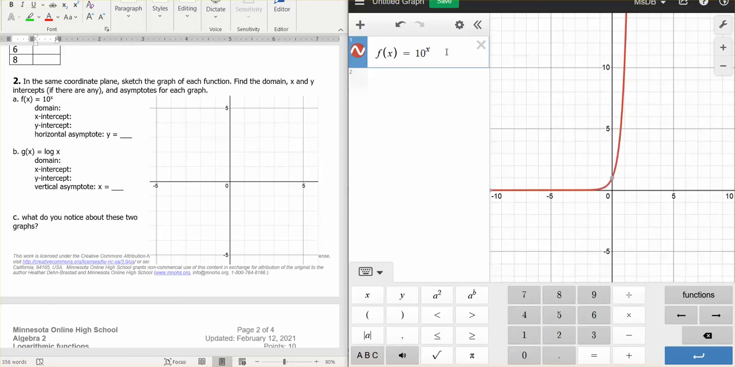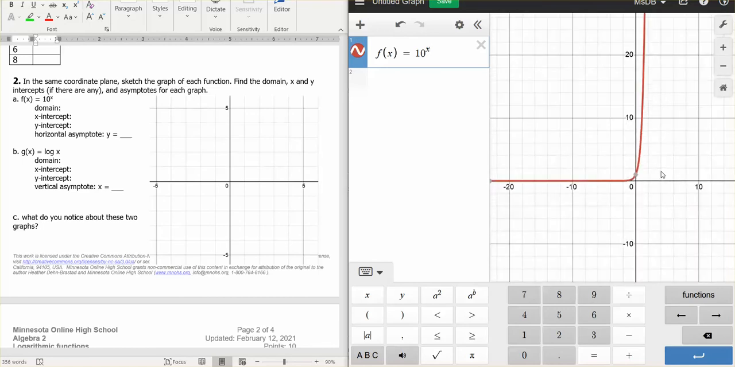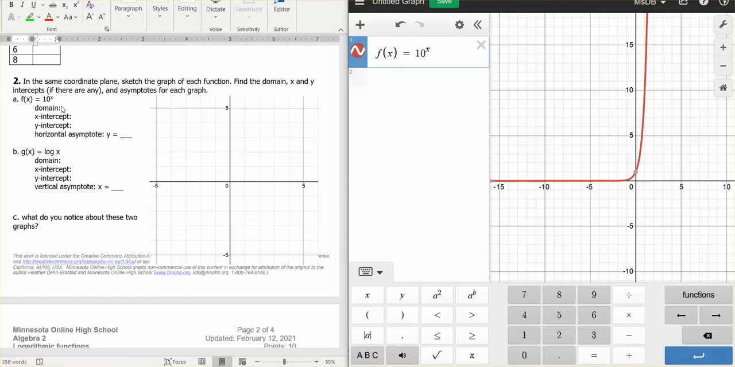It should look like this. If it doesn't, you have something set up wrong. The domain is all the possible x values. Well, I can let x be negative numbers. I can let x be positive numbers, right? So I'm going to say that the domain is all real numbers.